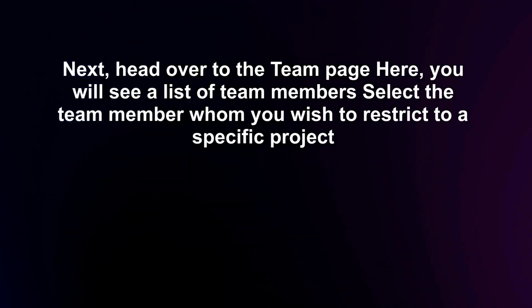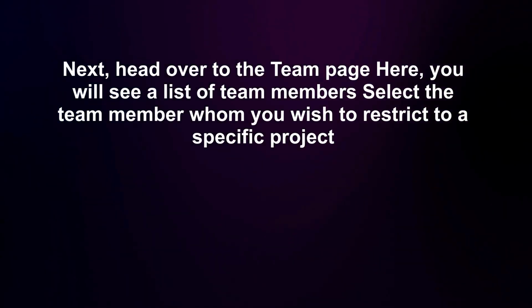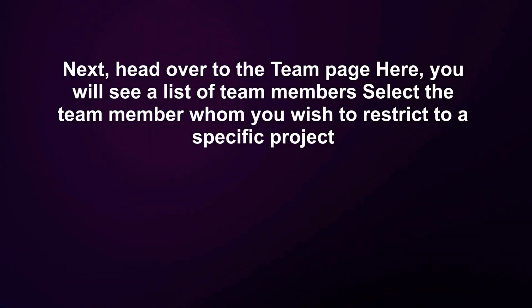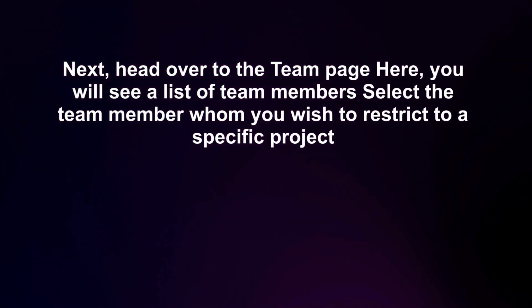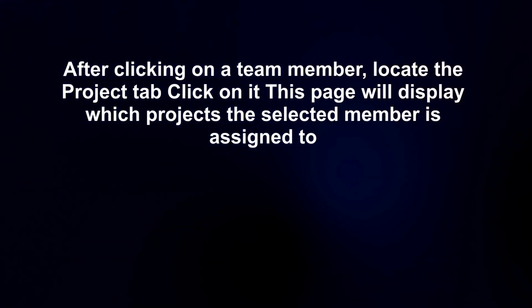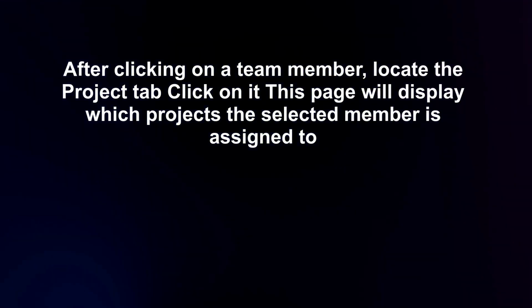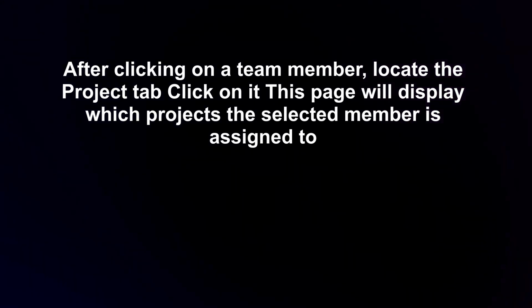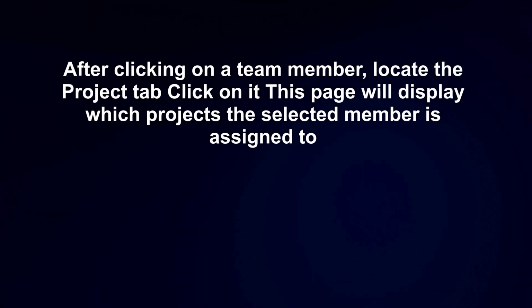Next, head over to the team page here. You will see a list of team members. Select the team member whom you wish to restrict to a specific project. After clicking on a team member, locate the project tab, click on it. This page will display which projects the selected member is assigned to.